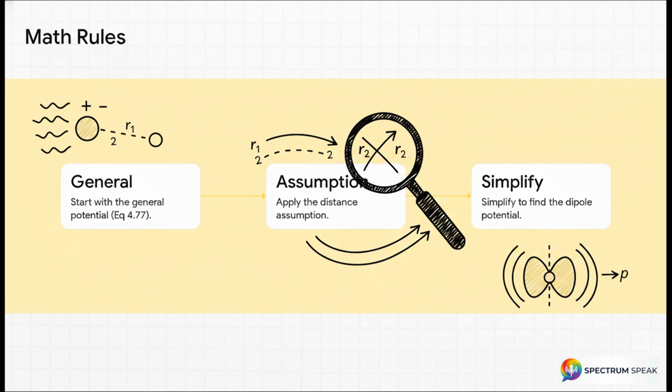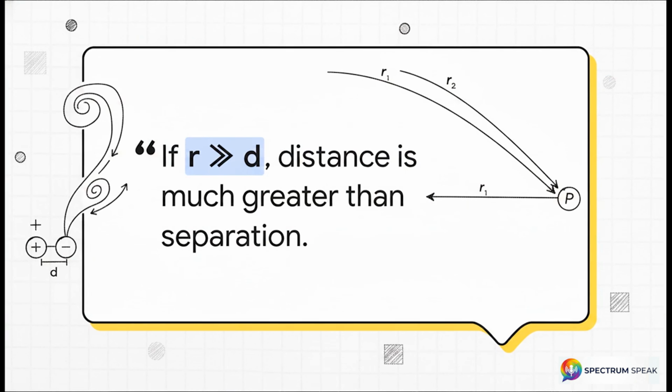So, what is that magical assumption? It's this exact condition right here. If r is much greater than d, this simply means our observation point P is very, very far away compared to that tiny little separation distance between the two charges. When you step way back like that, those r1 and r2 vectors essentially become parallel. This mathematical condition is the absolutely crucial assumption that allows all that complex geometry we saw earlier to just collapse into a clean, solvable formula.